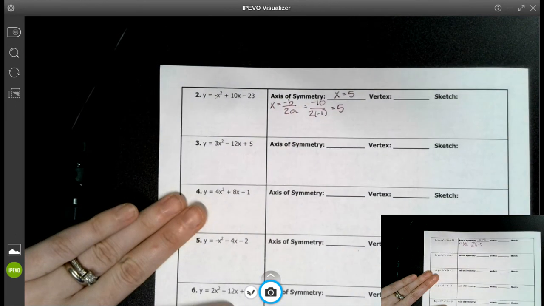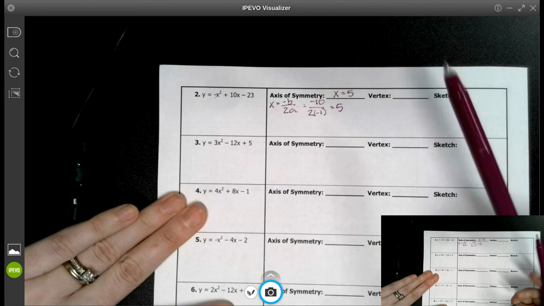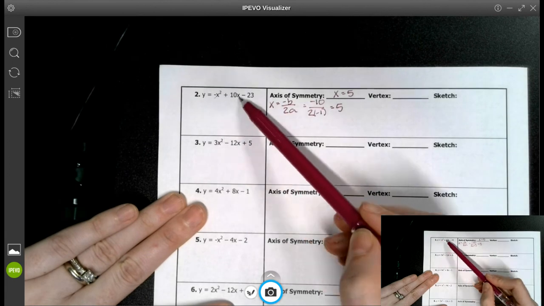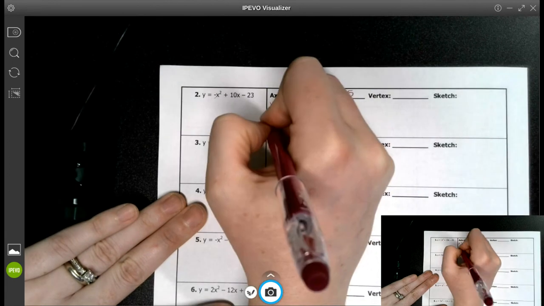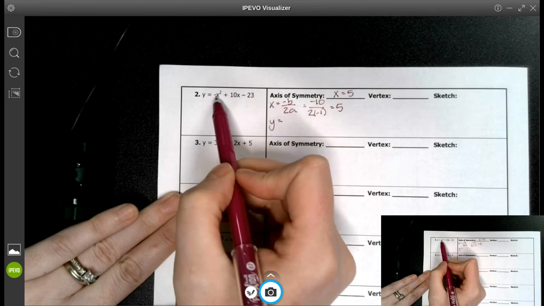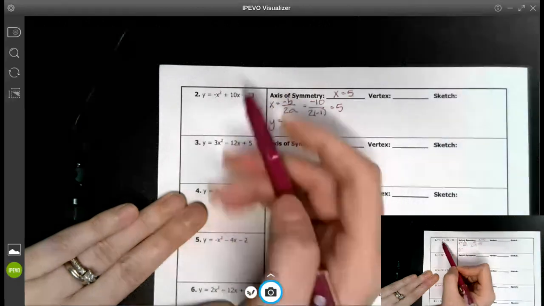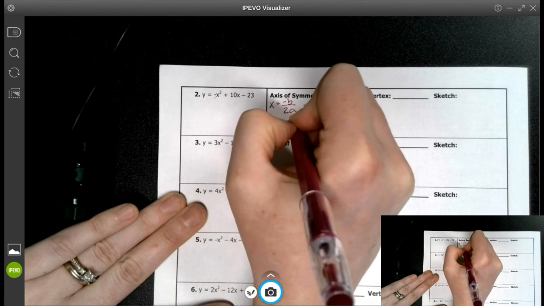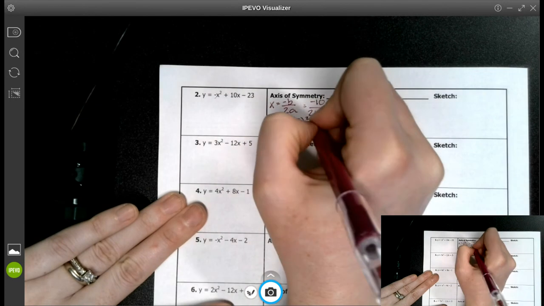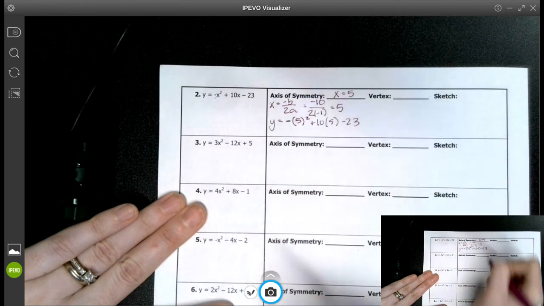So then to find the rest of my vertex, I need to find the y value. So what am I going to do? I'm going to plug 5 in for the x's. Again, I need to be careful because I've got this negative out front, but is my x value negative? No. The negative is part of my equation, so I'm going to leave the negative outside and square the 5, plus 10 times 5, minus 23.